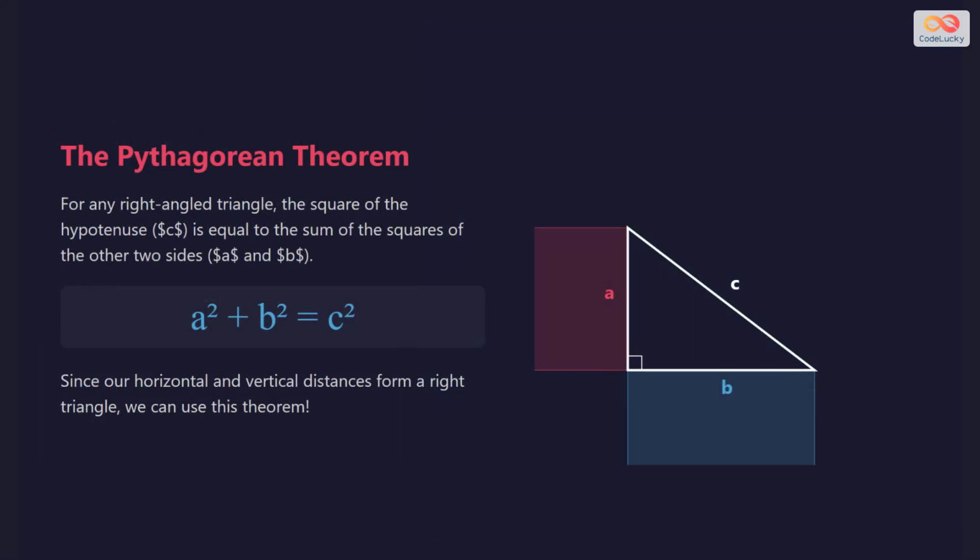Now we can use one of the most famous rules in mathematics, the Pythagorean Theorem. It states that for any right triangle, the square of the longest side, called the hypotenuse, is equal to the sum of the squares of the other 2 sides, a and b.